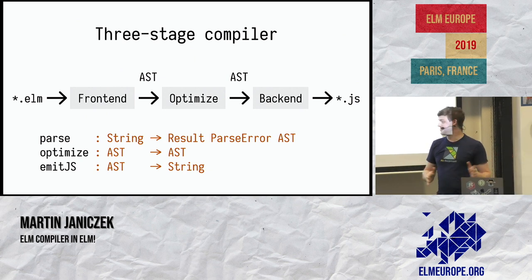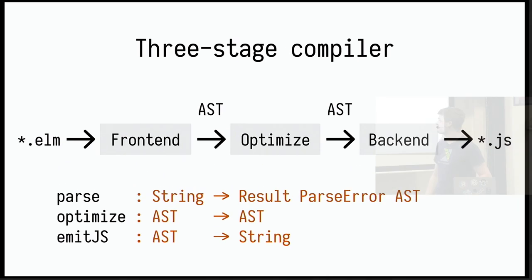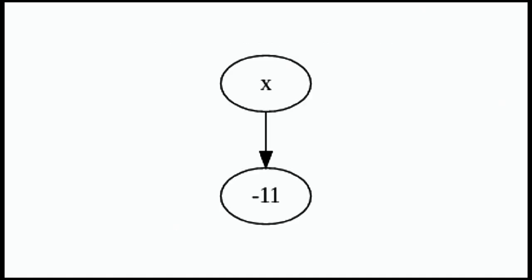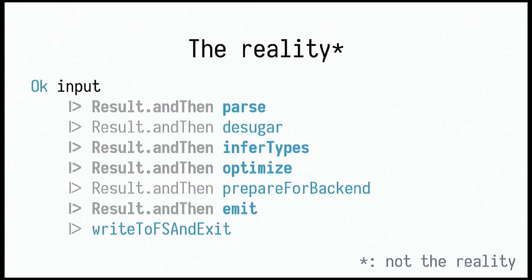At that point, optimizations are done. And then you just emit JavaScript, or whatever target language you want to emit. So you go from x equals minus 11, pardon the image quality, and you end up with JavaScript. You can think about it as this pipeline, which until very recently is really how it looked in the source code. So we parse.